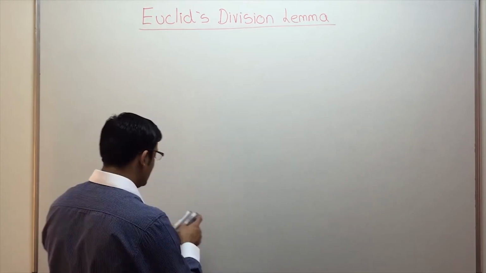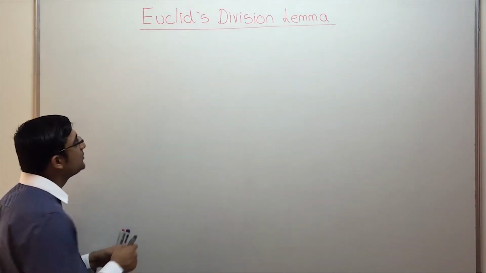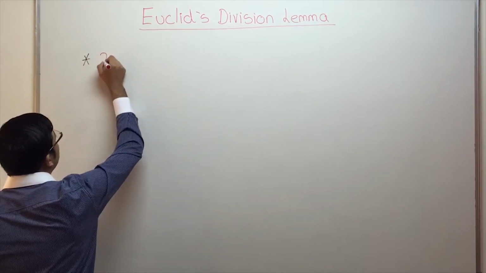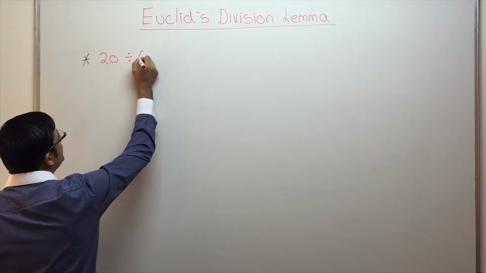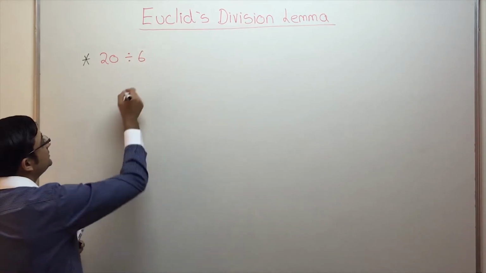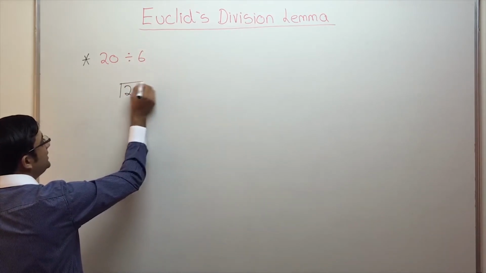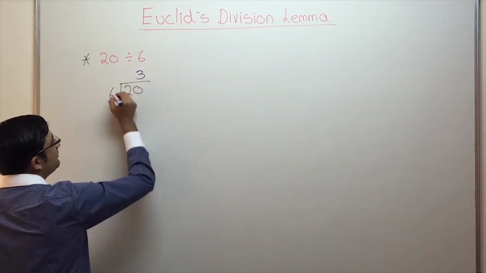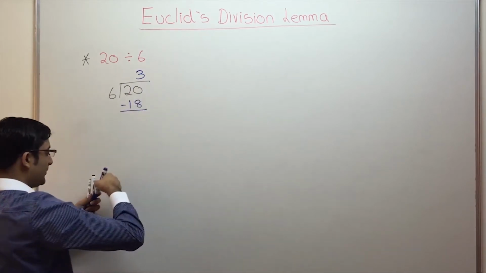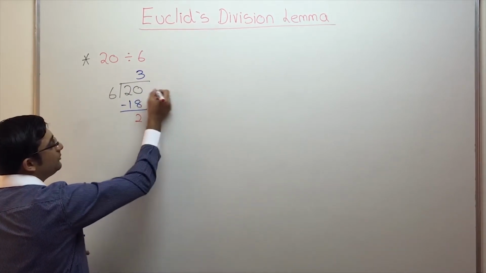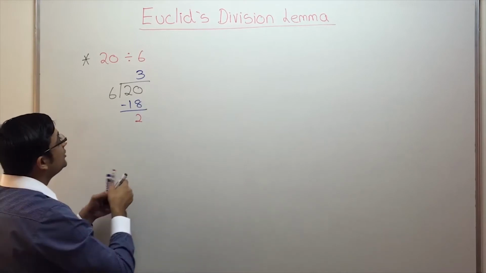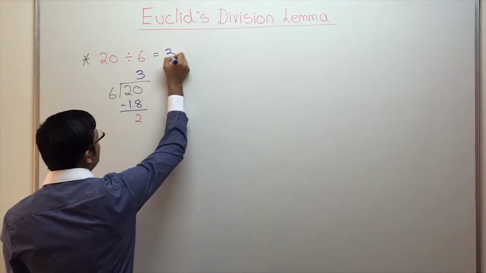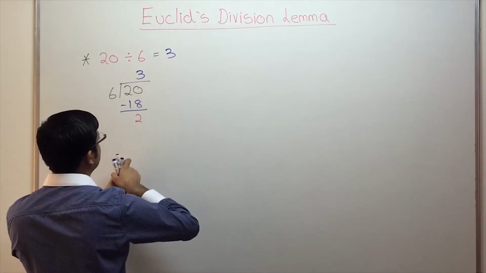So I'll once again do the long division method. Let me take a very simple example, 20 divided by 6. So let's say we have 20 divided by 6, right? I'll do it by the long division method. 6 goes in 20 3 times. 3 multiplied by 6, 18. 20 minus 18 is 2. Any more digits left? No. So we say that 20 divided by 6 is equal to 3 remainder 2.